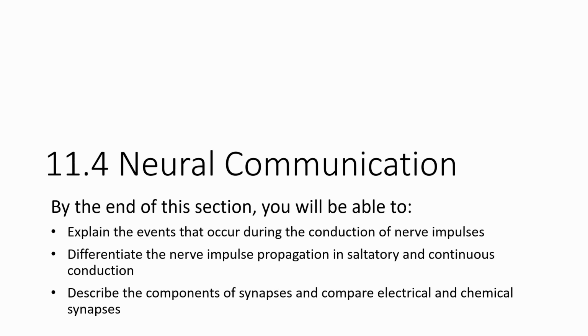For our last video for this chapter, we're going to get into neural communication and development. Once we get through this, we'll be able to talk about conduction of nerve impulses, what is going to propagate that nerve impulse. So we'll get into the two major ways to do that in terms of saltatory and continuous conduction. And then we'll talk about the components of a synapse, and then look at electrical and chemical synapses.